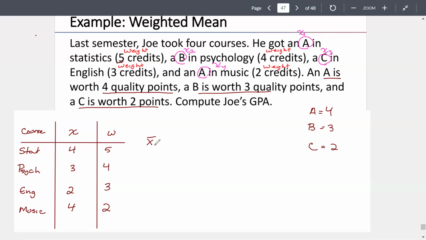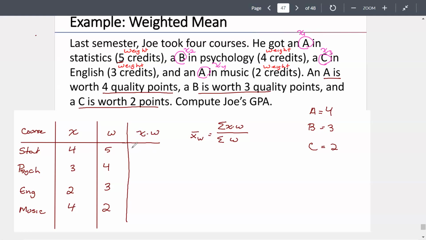So if I want to calculate my weighted mean, I need a summation of my X's times their W's and a summation of my W's, or my weight. We're going to add one more column here. We need X times W.